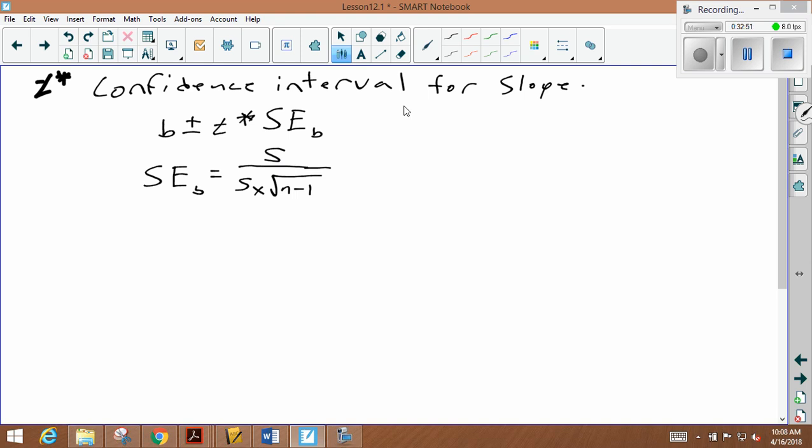And again, this is another version of the equation that I gave you, the one I showed you on your formula sheet. All right, so our degrees of freedom is going to be n minus 2. So let's apply that to this particular problem.